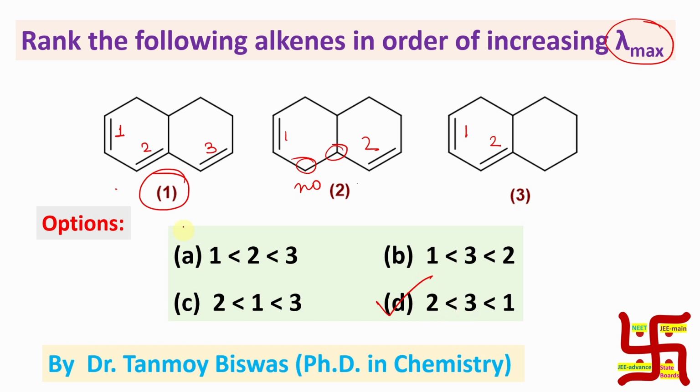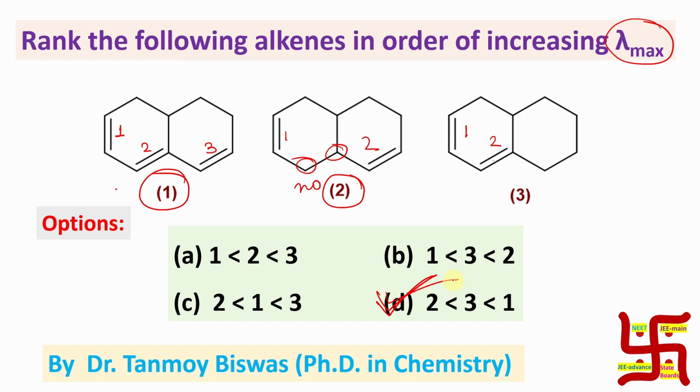Now look at the next, 3. Because here also one conjugation exists, the energy gap will be moderate, lambda will be moderate. And in this case, option number 2, there is no conjugation, the gap is higher, obviously lesser lambda max. So this option D is the right answer.